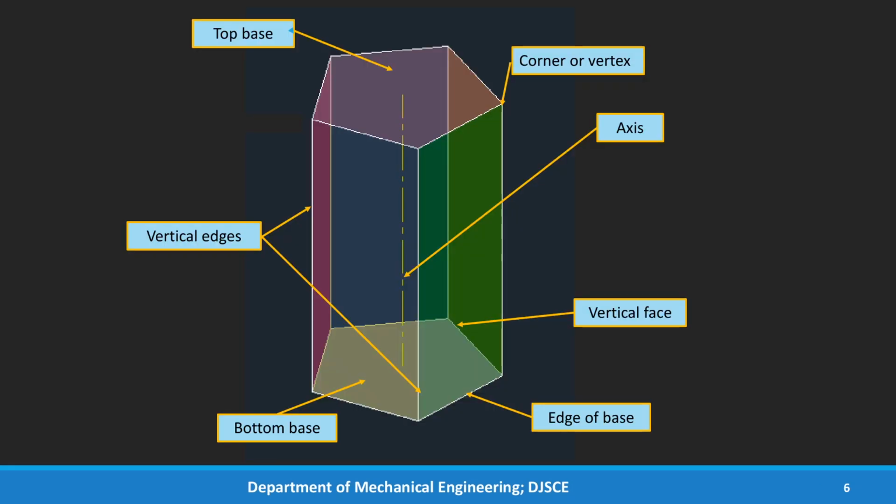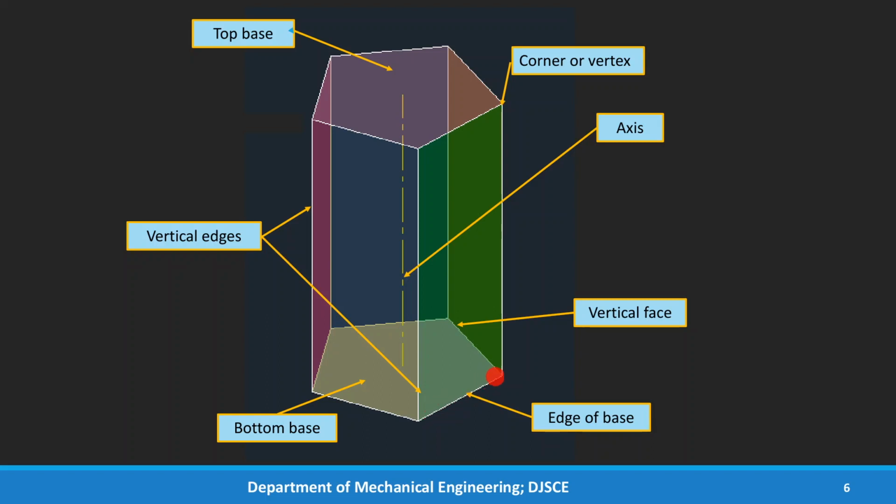Let's see the elements of a prism: the top base and the bottom base. Then the vertical edges, these are also called lateral edges. The axis is the imaginary line joining the center of the 2 bases. Corner or vertex, these are nothing but the intersection of 3 edges, 2 of the base and 1 of the vertical face. So at any corner you will have 3 edges connected together.